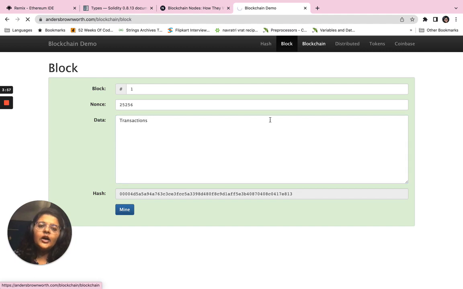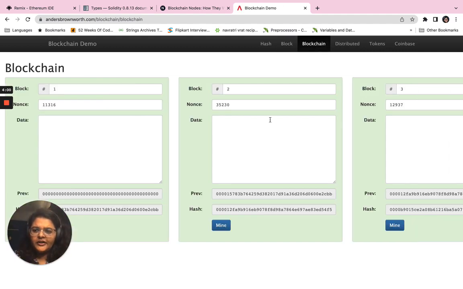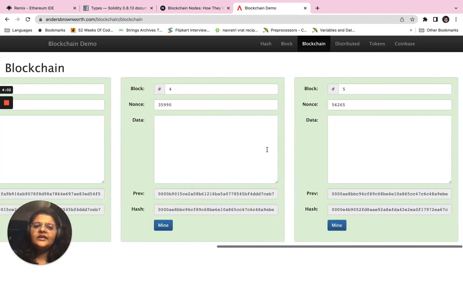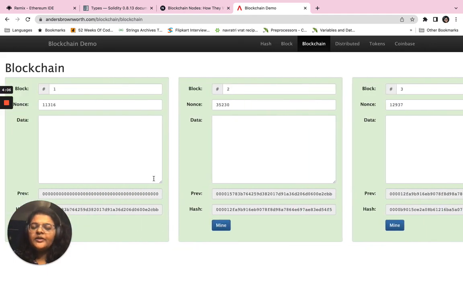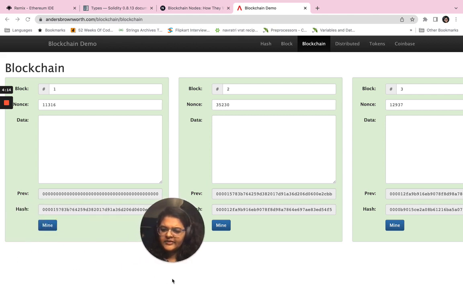Let's take a look at how the blocks are connected in a blockchain. Here you can see that you have several blocks that are connected to each other. But what is the connection string? The connection string between the blocks is the hash that is associated with the blocks themselves.